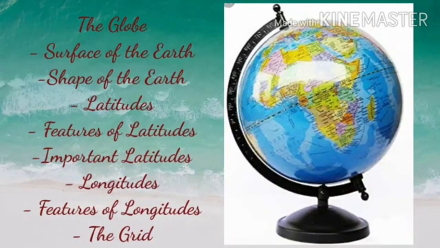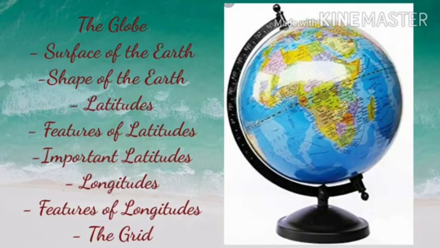Children, then ocean. Children, what is an ocean? Yes, the large water bodies are called oceans. How many oceans are on the earth's surface? Yes, there are 5 oceans. What are they? Yes, they are Pacific Ocean, Atlantic Ocean, Indian Ocean, Southern Ocean and Arctic Ocean.